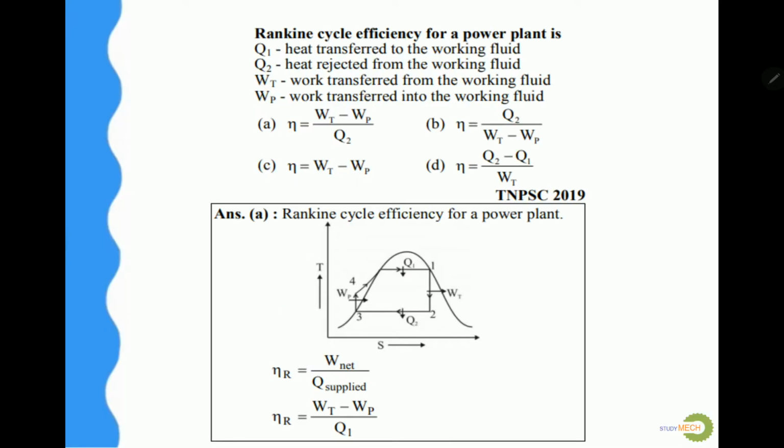Well, Rankine cycle efficiency for a power plant is Wnet by Q supplied. That means the turbine work minus pump work divided by heat supplied. As we can see here in the TS diagram, this is our pump work and over here it is turbine work. So, Rankine cycle efficiency, option A is the right answer, where Q1 is the heat transferred to the working fluid and Q2 is heat rejected from the working fluid. Wt is the work transferred from the working fluid and Wp is work transferred into the working fluid.